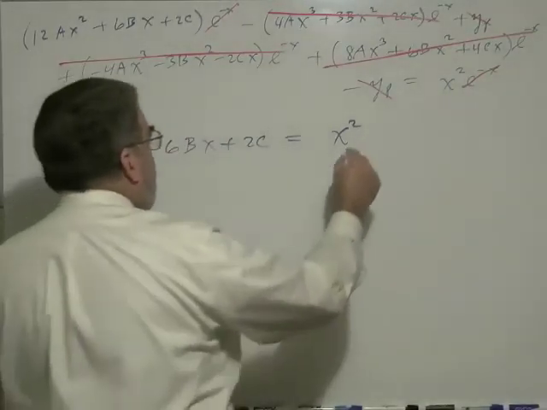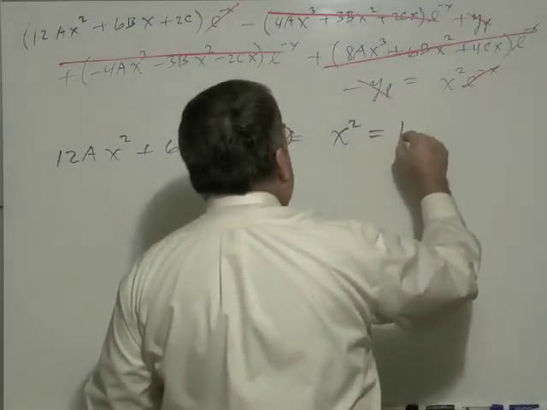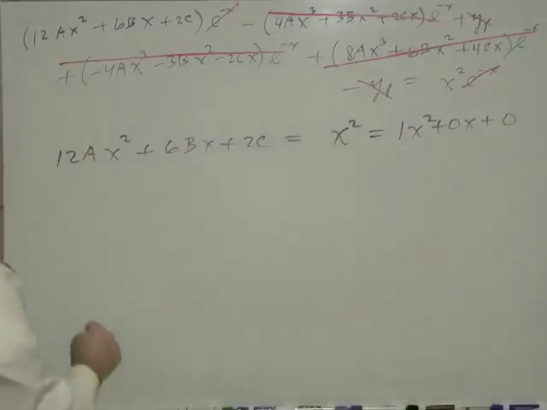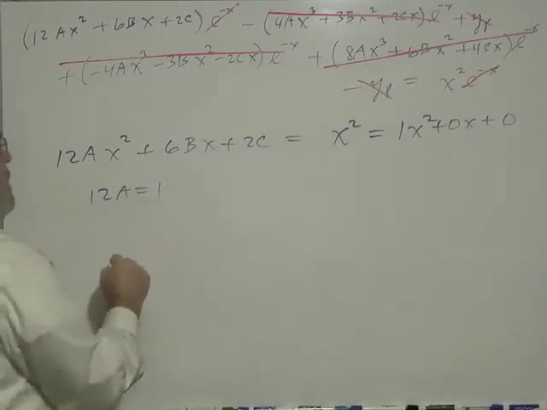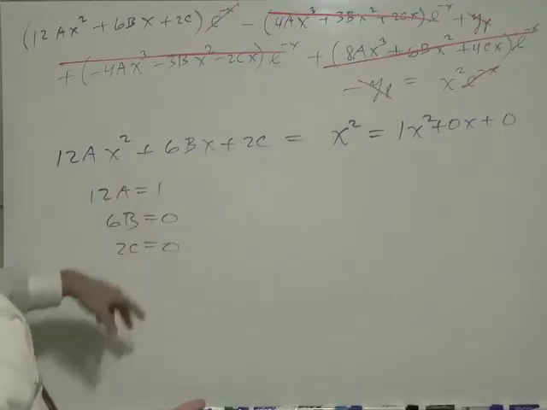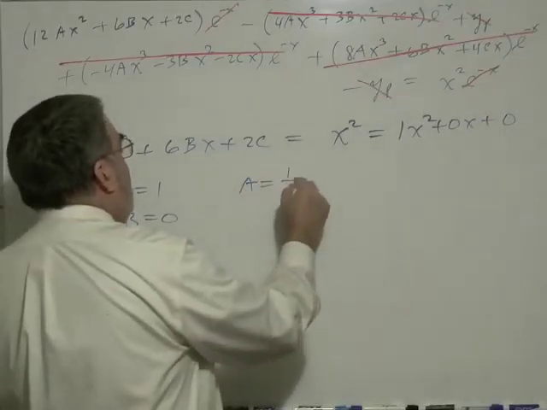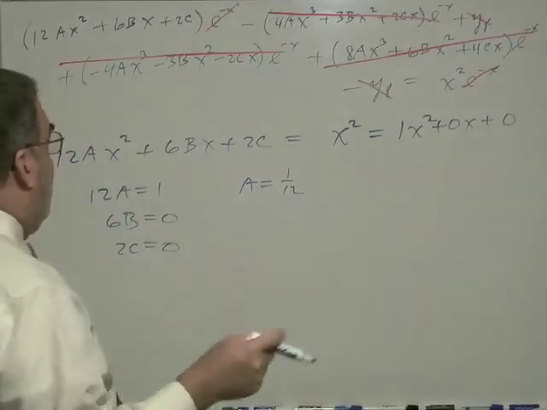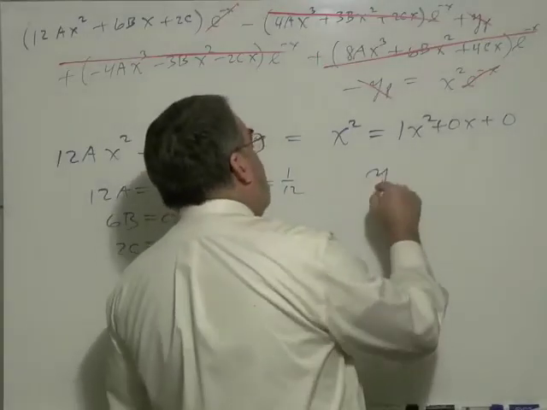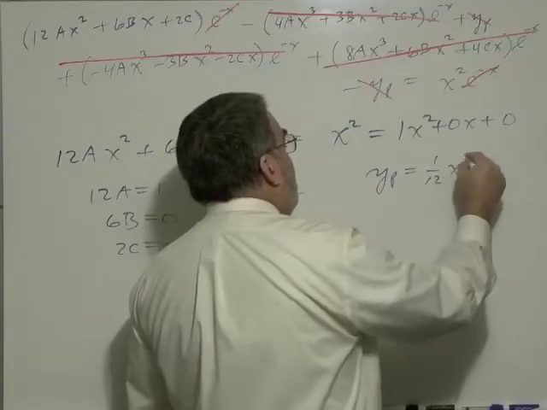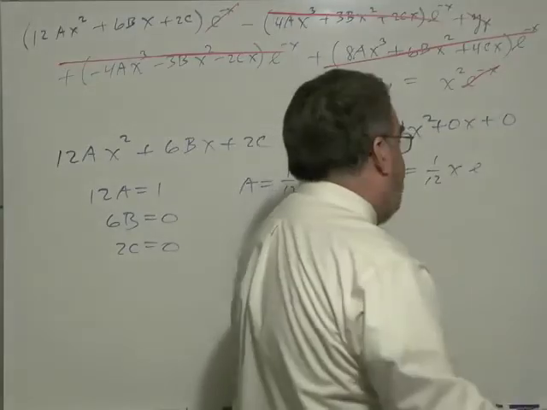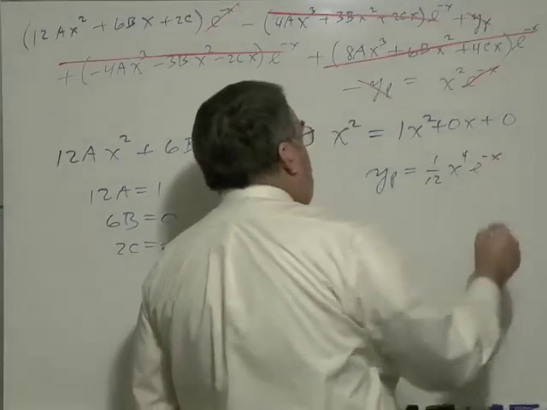And think of x squared as 1x squared plus 0x plus 0. So that means that 12a equals 1, 6b equals 0, 2c equals 0. So all we have to worry about is a. A is equal to 1/12. Aha. So our particular solution would have been just 1/12 x squared e to the, no, x to the fourth. It was x to the fourth, right? Yeah, because a was the coefficient of x to the fourth. 1/12 x to the fourth e to the minus x.